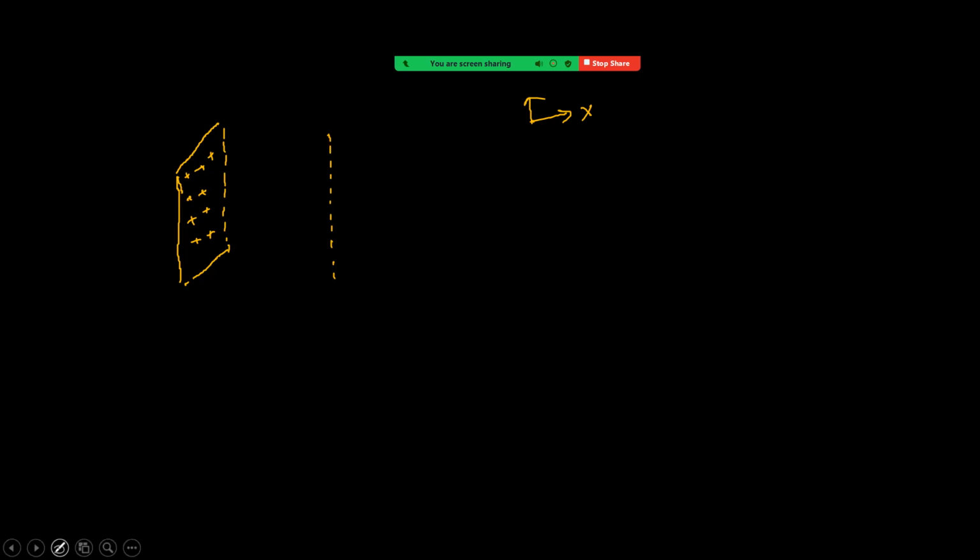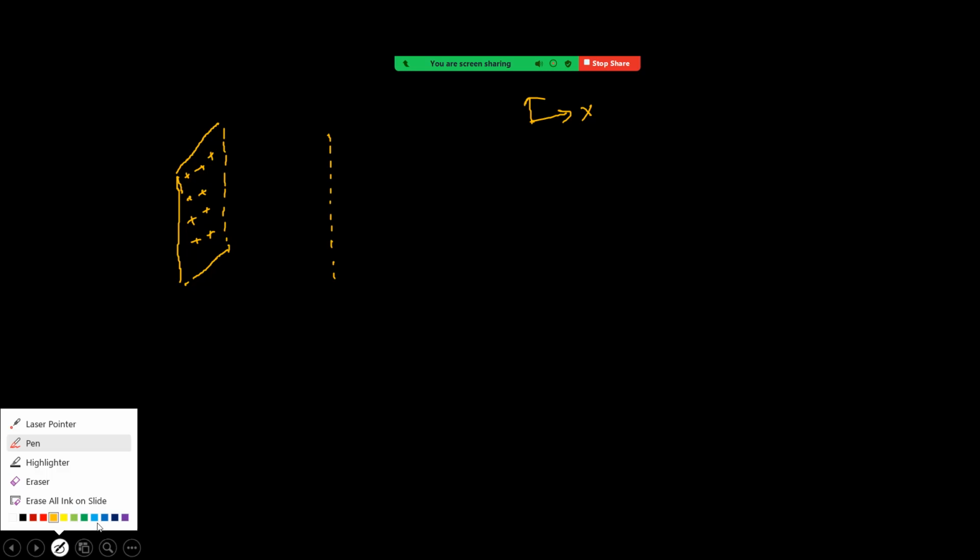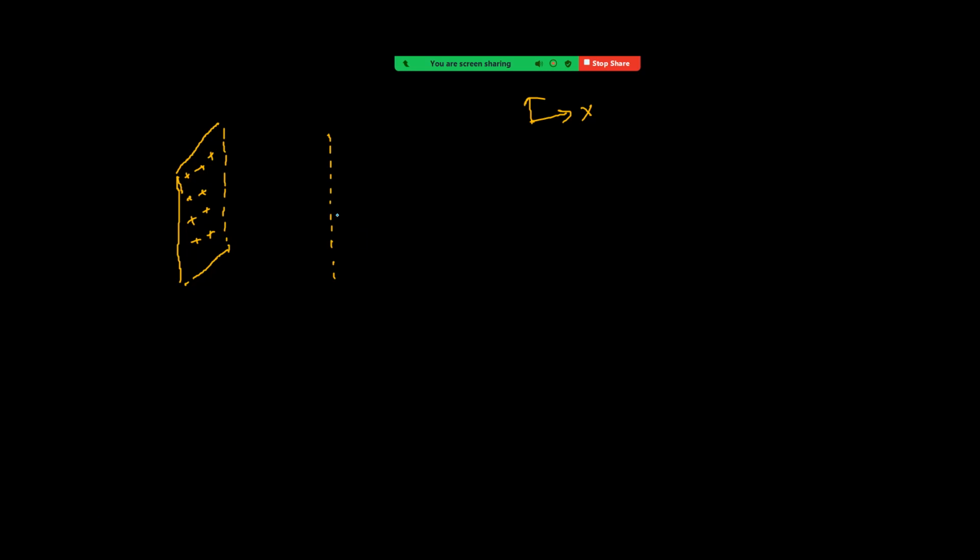Now we want to calculate at a distance x from the sheet what is the strength of the field. So what I am doing here, just imagine one cylinder whose length is equal to 2x. This is x and this is x.